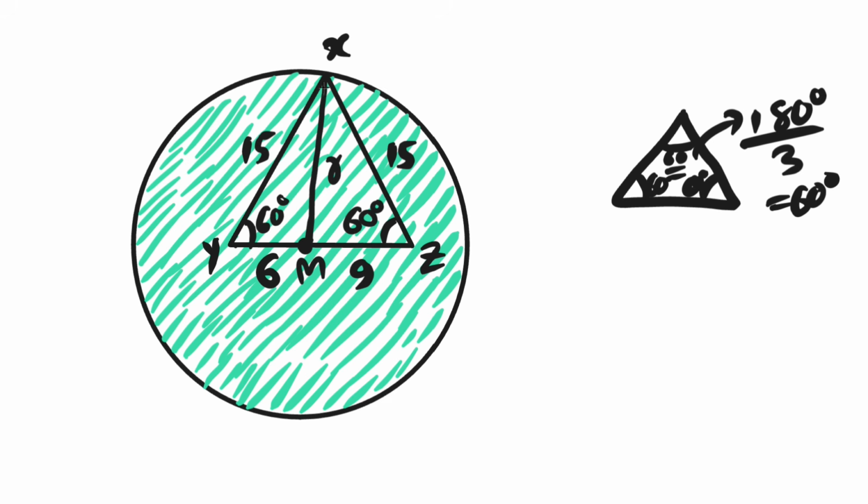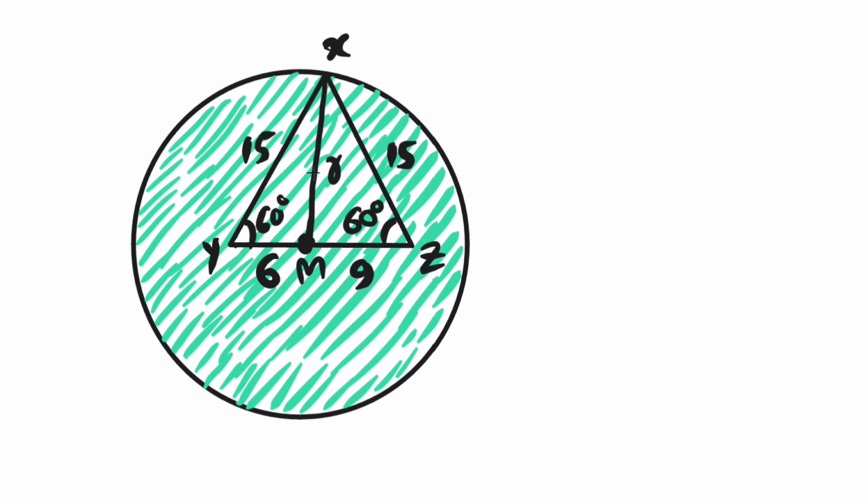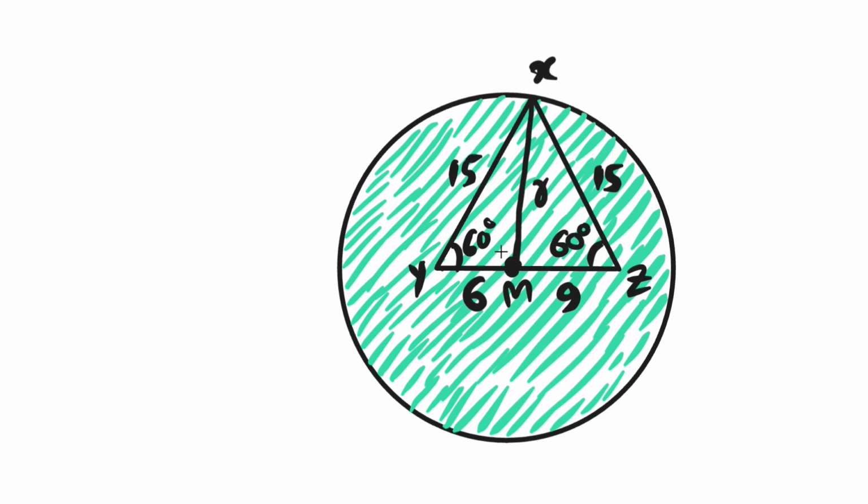Now, pay close attention to the position of M. Point M lies on side YZ, so the ray from Y through M follows the same straight line as side YZ. That means the angle between XY and YM is the same 60-degree angle we already know from the equilateral triangle. Therefore, angle XYM equals 60 degrees.